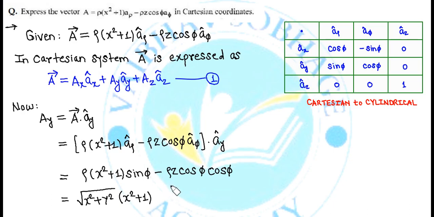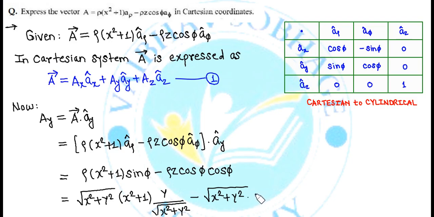We have sin phi. What do we have for sin phi? You can refer to the previous slide, and we have sin phi equals y upon the square root of x square plus y square, minus, again we have rho equals the square root of x square plus y square.